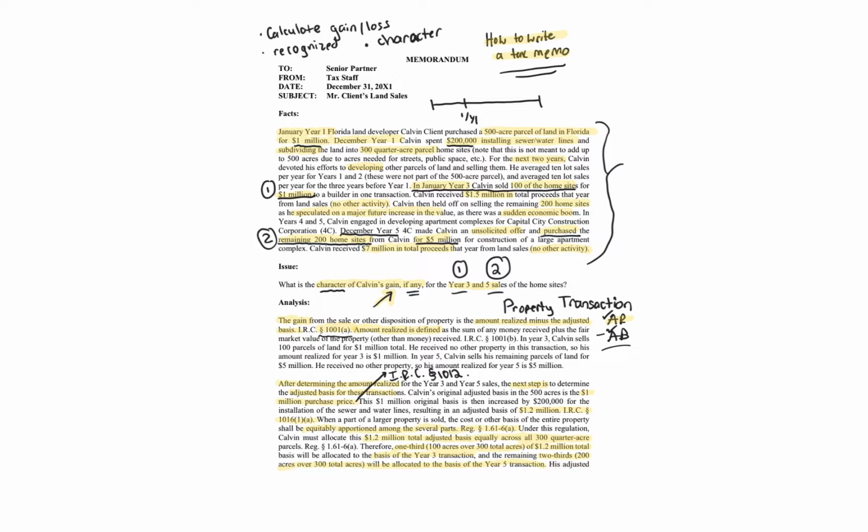We're selling 100 in year 3 over 300 total times 1.2 million. Remember, we determined that the basis is 1.2 million. So we're going to be multiplying 100 over 300 times 1.2 million, and then 200 over 300 times 1.2 million, and that's going to get us our basis. So here's the basis, $400,000 for year 3, $800,000 for year 5. And as you can see, if you were to check your work, those two add up to 1.2 million, so we know that we've allocated that out properly.